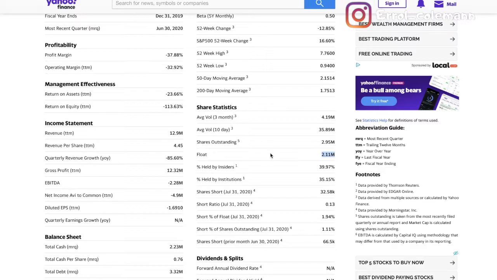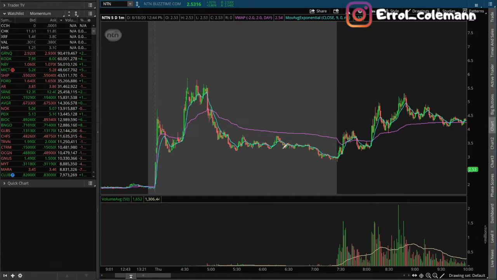Anything under 10 million is technically considered pretty low. But honestly, anything under 20 million float is pretty low, especially with the increase of volume we've gotten in the past 6 months into the market. So that's a low float stock. 2 million is very low, especially when you compare it to the volume that it traded for the overall day.